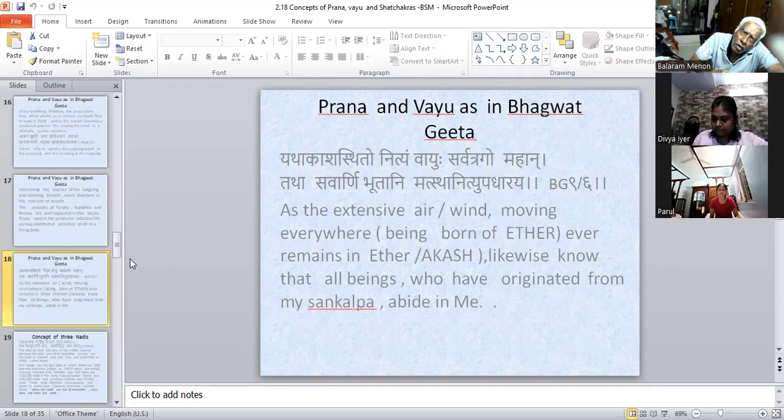Okay. Now, what is the concept here? The concept is not of prana and apana, inhalation and exhalation. No. Here the concept is air and wind. So here Krishna is telling about the entire world. In the earlier stanza, he had restricted it only to prana and apana, to an individual. Here he is talking about the entire world, the entire manifestation of the entire organism.